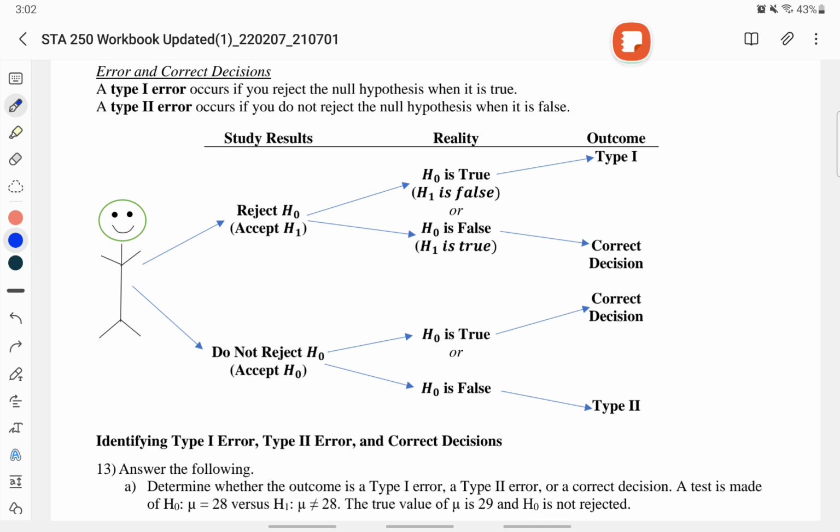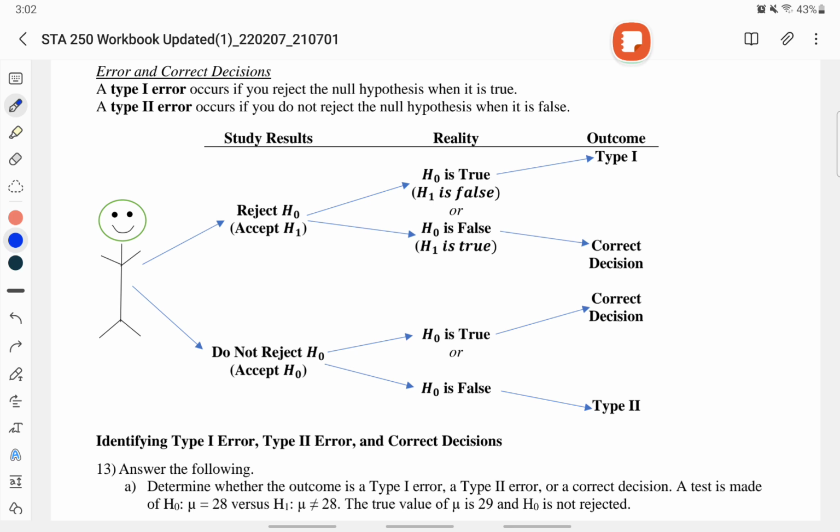A type 2 error occurs if you do not reject the null hypothesis. And if you don't reject the null hypothesis, that means you are accepting it. But the null hypothesis is false. Basically, you are not rejecting false information. In layman's terms, you are accepting something that is false. And a correct decision comes from when you're rejecting false information or you are accepting true information.